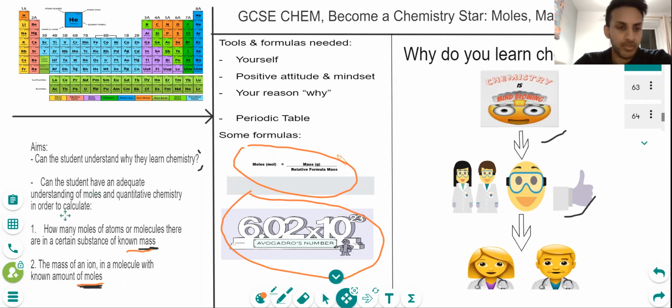So the aims for this session will mainly be to be able to use this knowledge practically, and at the end of the session, to be able to calculate how many moles of atoms or molecules there are in a certain substance of known mass. And then we hope to be able to calculate the mass of an ion in a molecule with a known amount of moles. Now, what does all this mean?